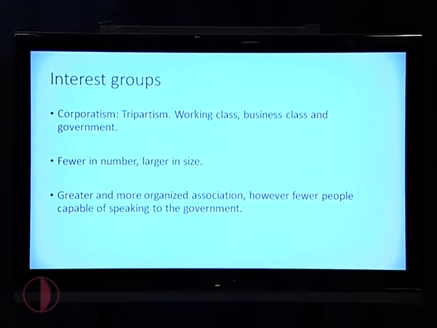According to the corporatist model, the greater and more organized an association, however, the fewer people are capable of speaking to the government. And of course, there might be 1,000 members in a labor union, but just 3 or 5 people amongst them capable of talking to the government. Of course, not everyone has the chance to talk to the government. This is another fact.